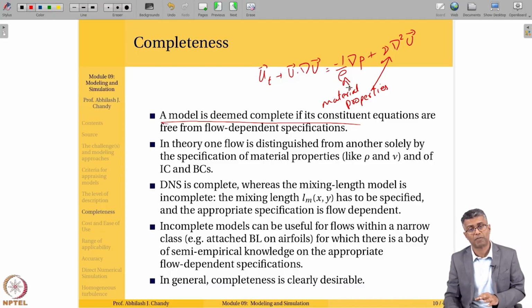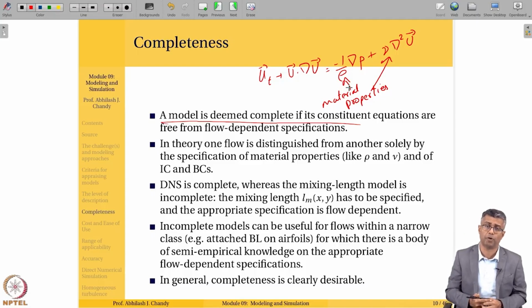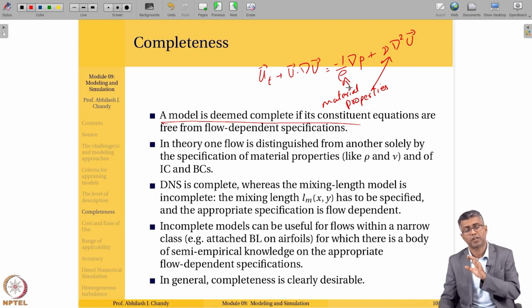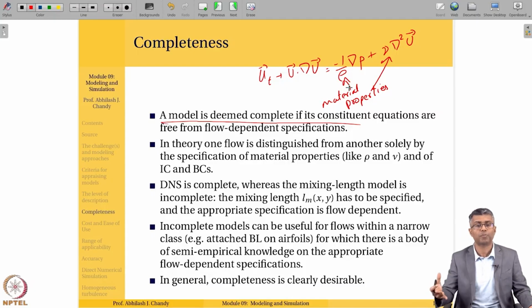So those boundary conditions have to be specified, but in order to solve this equation, all I need to do is to specify the material properties. No other flow-dependent specifications have to be provided. In that sense, DNS is complete. You don't need to provide anything else. Material properties are the material properties. If you're solving for water, provide the density and the viscosity. If you're solving for air, provide the density and the viscosity.